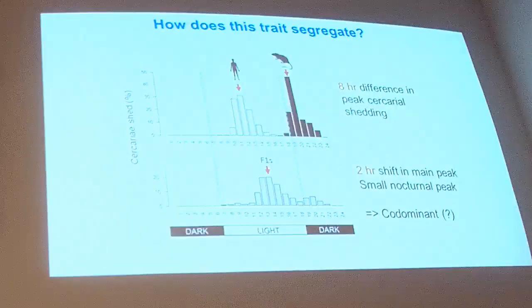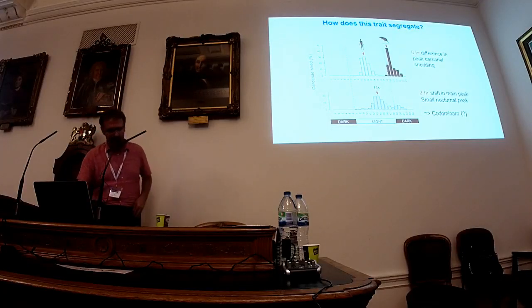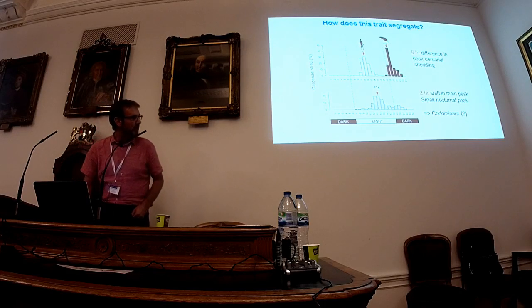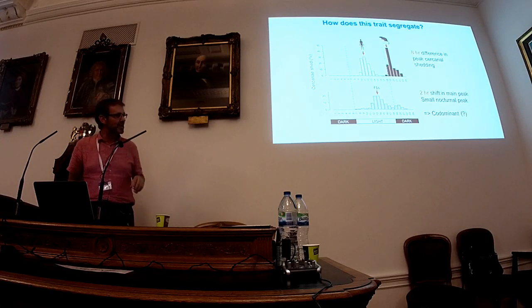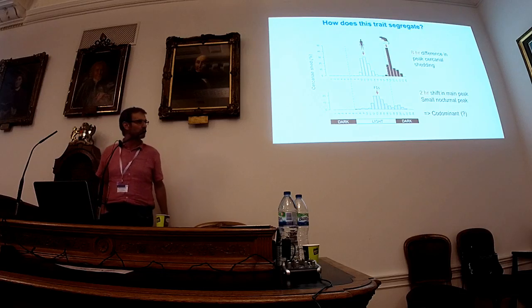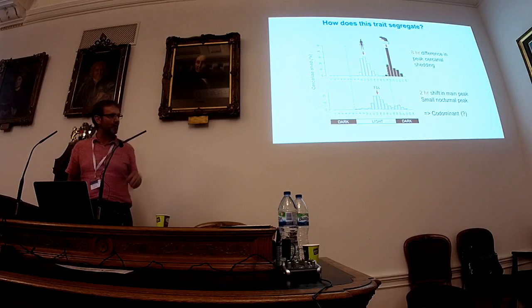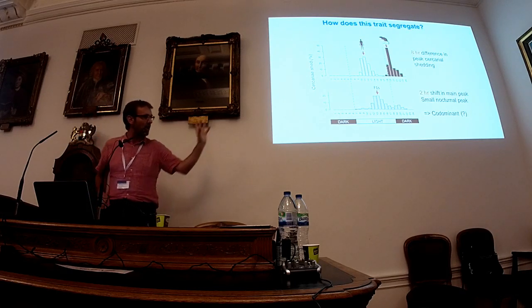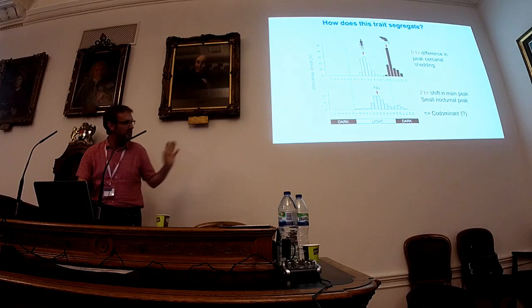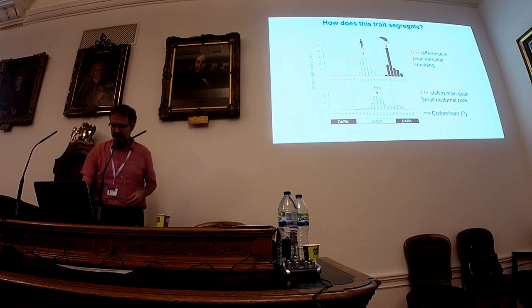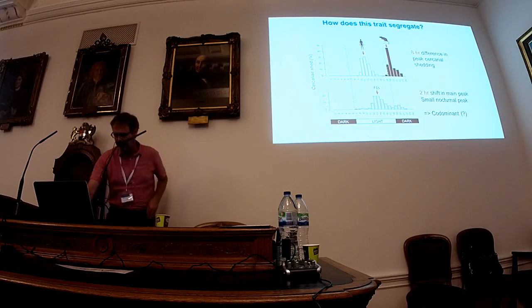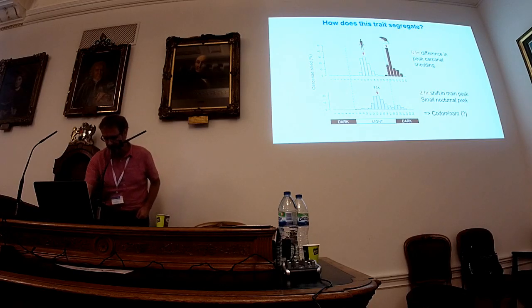So what do we see? There are the profiles that we see in the parental parasites, with very clear patterns. When we look at the F1s, the peak in shedding time has shifted two hours to the right, and there's also a small peak in the night. We're not quite sure whether this is a simple codominant trait or whether perhaps two or three genes are involved, but it appears to be a simple kind of genetic basis. What about when we go to the F2s?